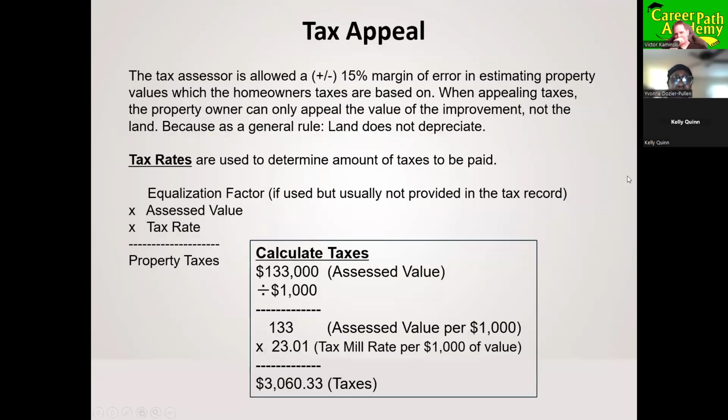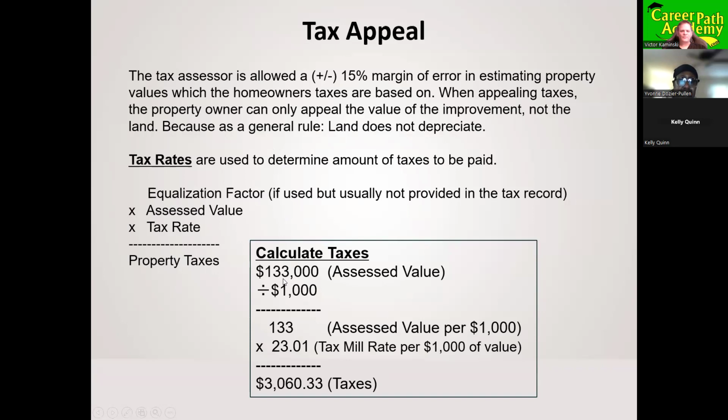Now the tax appeal. So using those numbers that we went over, let's go over a couple math problems here. The tax assessors allowed that 15% margin of error. The tax rates are used to determine the amount of taxes that are to be paid. If there's an equalization factor, you factor that in first and you times it by the assessed value. In this case, there is no equalization factor, so we're just going to take the assessed value and times it by the tax rate. That gives you your property taxes.